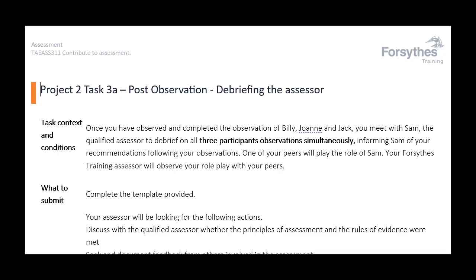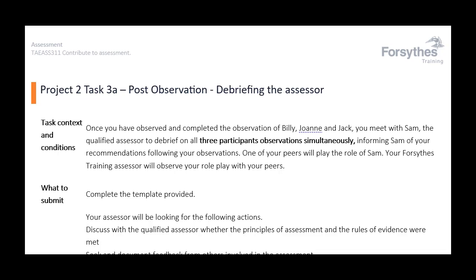If you're unable to attend on that day, or you're doing this part of the course via distance, then you will need to role play this with somebody back in your workplace, an adult who plays the role of Sam, as you debrief him on the observations that you've undertaken with Billy, Joanne and Jack, following the document that you developed for Task 3A. So let's have a look at Task 3A, because that's going to guide you through Part B, that observation role play that you have to undertake.